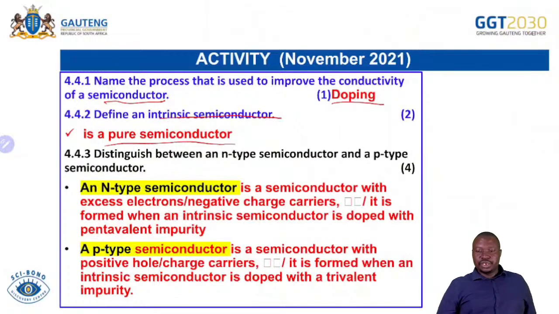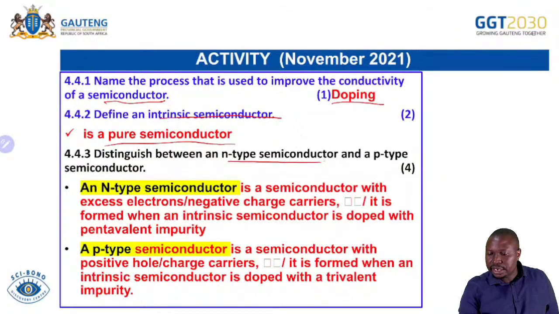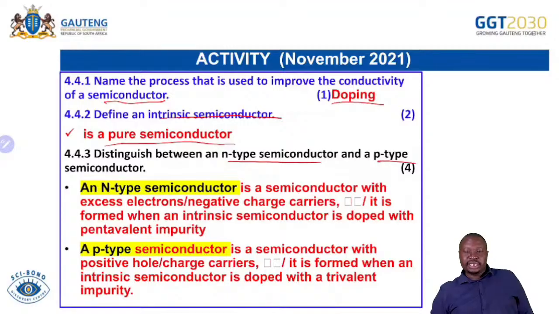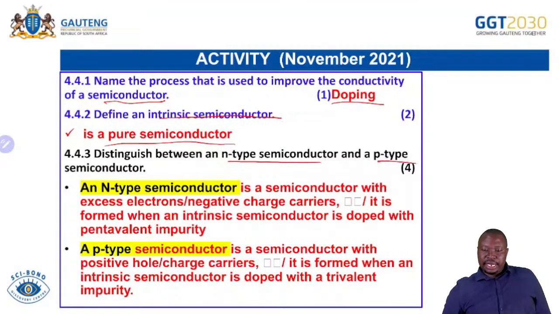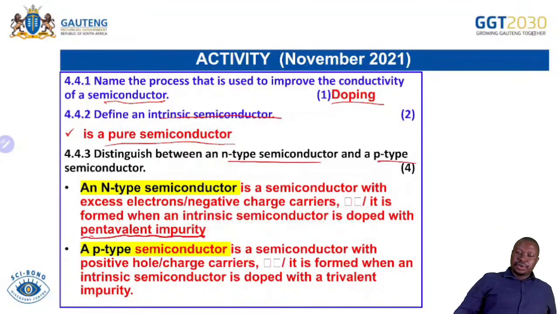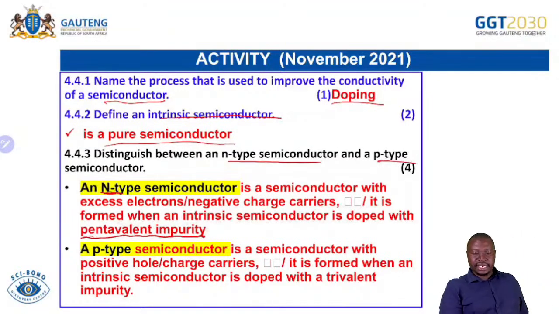You must be able to distinguish between the N-type semiconductor and the P-type semiconductor. So we're saying an N-type semiconductor is a semiconductor with excess electrons. So it has more electrons, negative charge carriers. It is formed when an intrinsic semiconductor is doped with a pentavalent impurity. So remember, when you introduce the impurity, you are giving more electrons. Hence, we are saying N-type because electrons are negatively charged.